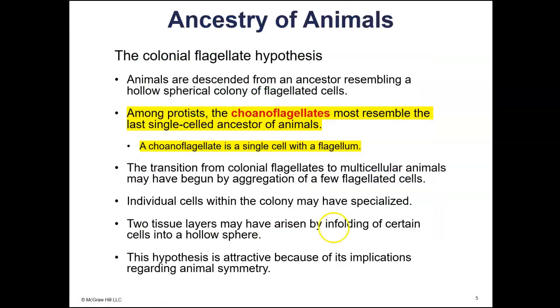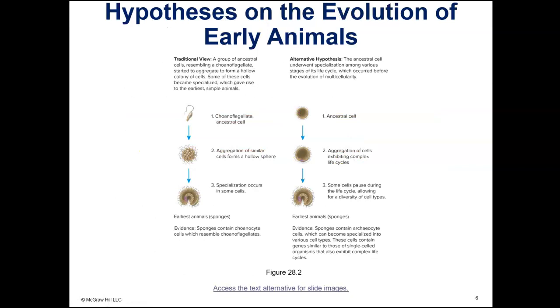Now, on this page, I just want to remind you that it is thought that the ancestor of animals is a single-celled protist, similar to a choanoflagellate. And a choanoflagellate is a protozoan. It is single-celled, or unicellular, and it has a flagellum. And it looks kind of like this.